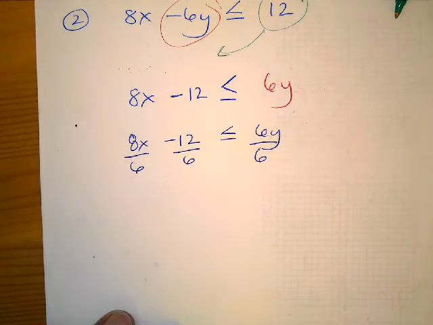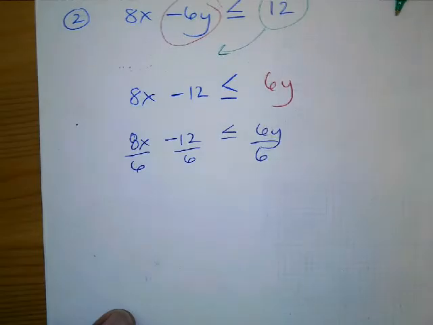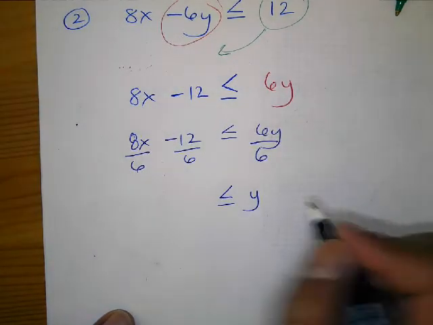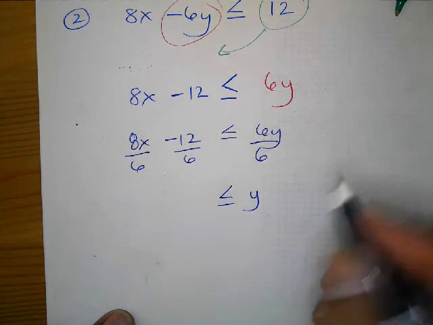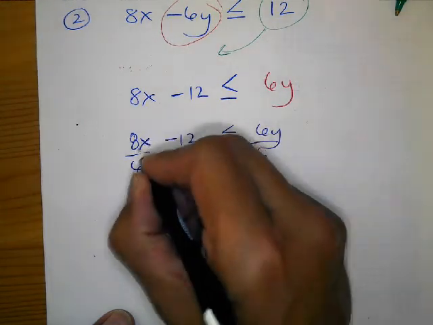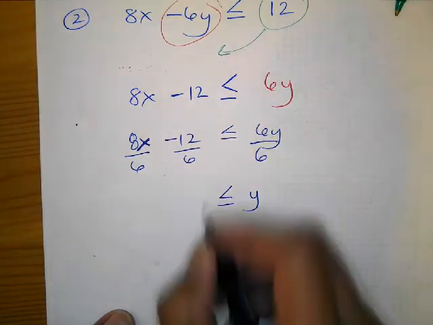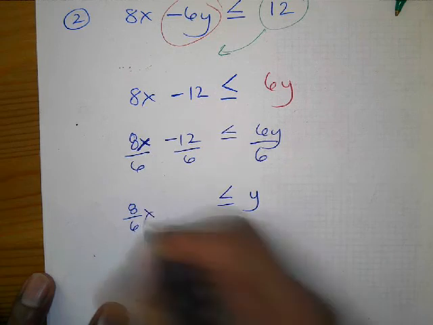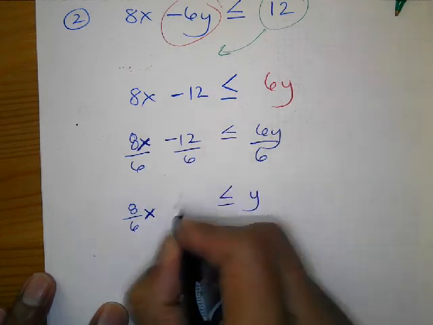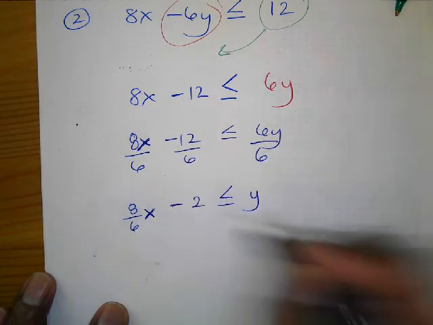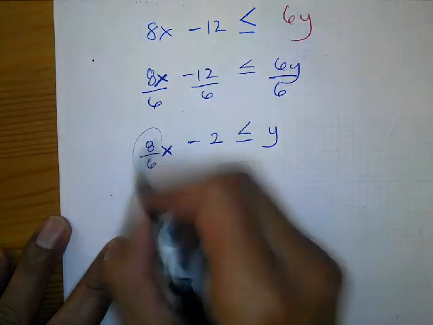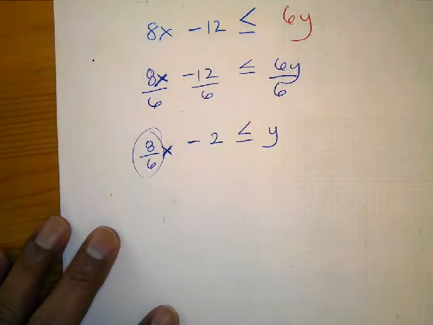We got to solve for y. Divide by 6. And everything gets divided by 6, all the terms. So now you're going to be left with this. Y is greater than or equal to, oh, did I forget something? Oh no, it's right here, x. 8 over 6x minus 12 divided by 6 is 2.